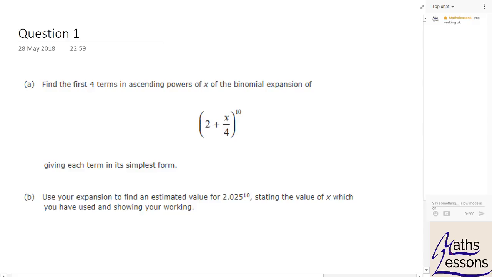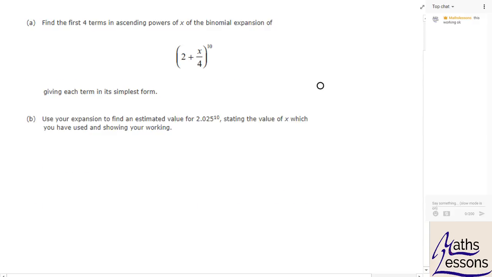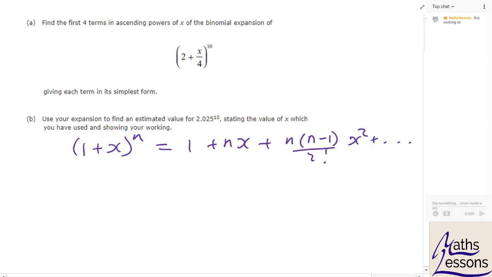Right, let's have a look at this question. We want to find the first four terms in ascending powers of x of the binomial expansion of (2 + x) to the power of 10. Now we're going to use the expansion of (1 + x)^n, which is equal to 1 + nx + n(n - 1)/2! x squared, and so on, because it makes life a lot easier.